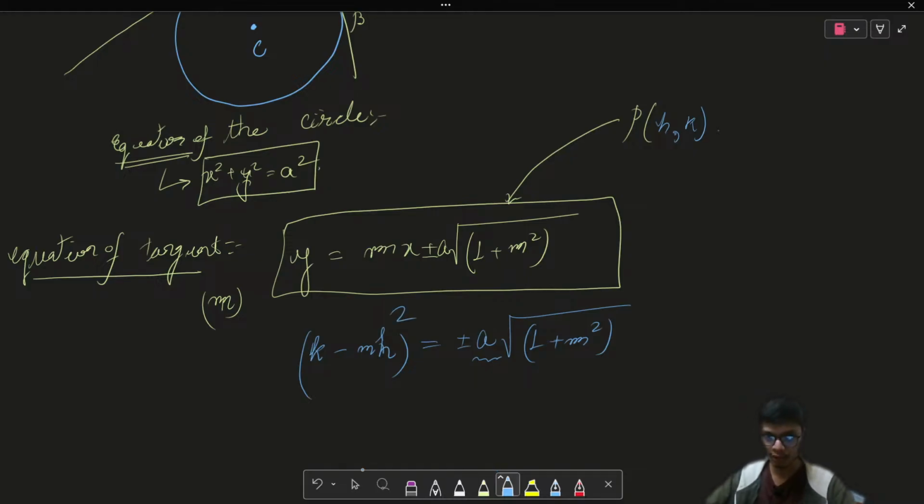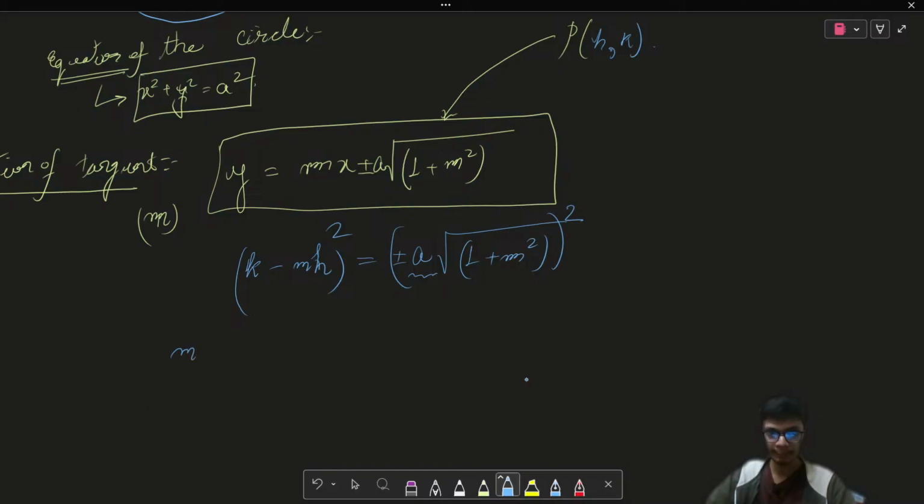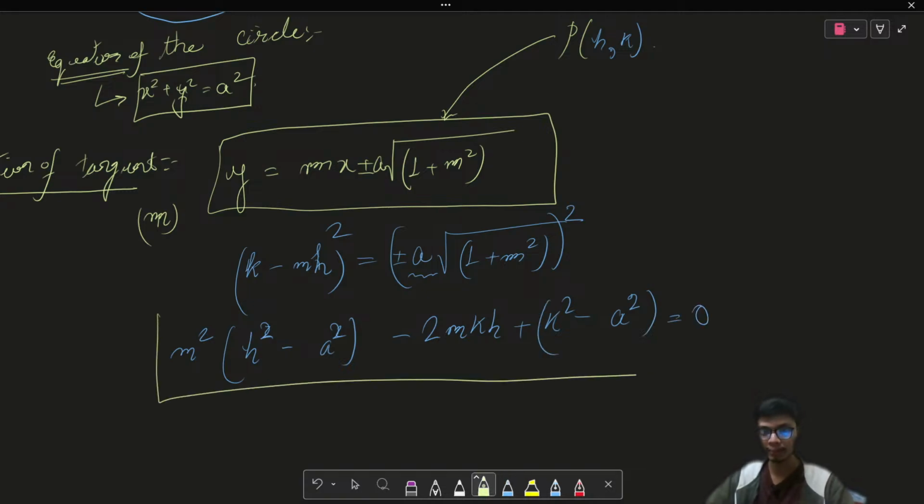So from here, if I take square on both sides, I will get some m square, and then I simplify to make it a quadratic in m. So I will get m square times (h square minus a square) minus 2hk m plus (k square minus a square). This is the quadratic I will get in terms of m.